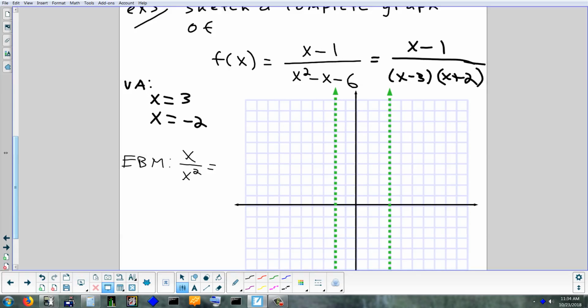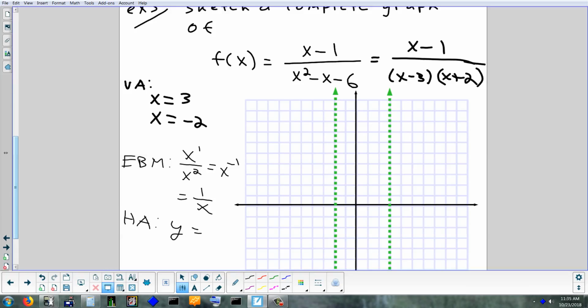Yeah. 1 over x. Yeah, you can think of it as x to the negative 1, which I think is where you were trying to go with that. So if you think of that as a 1, it's x to the negative 1. But we want to think, okay, negative exponent means it should be in the bottom of a fraction. So it's 1 over x.